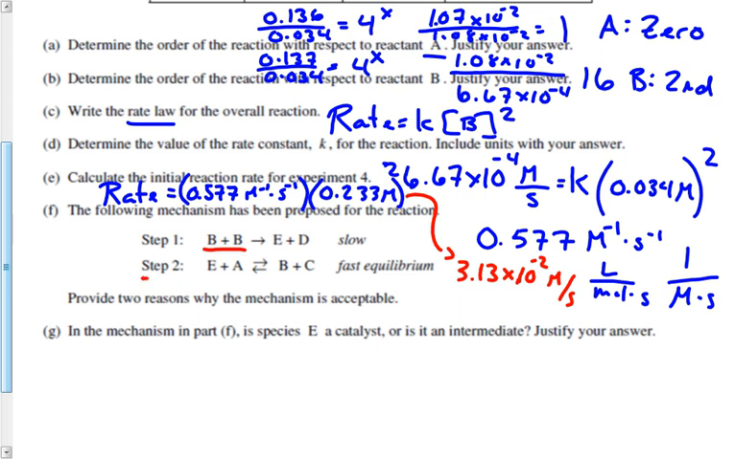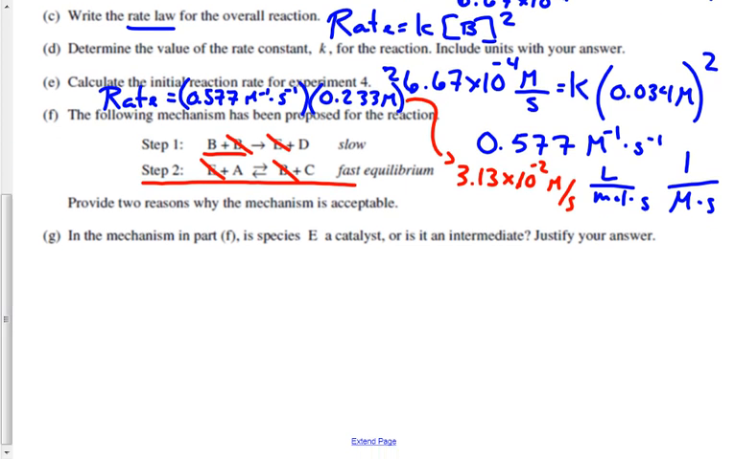Give you a hint. What if I do this? If I add them all up, it equals the overall equation. Right? That has to be the other part. So if I cross that out, it equals the overall equation. That's how mechanisms have to work. They have to actually add up to the overall equation, and then the slow step has to reflect the rate law. Done. 1 point for each reason.